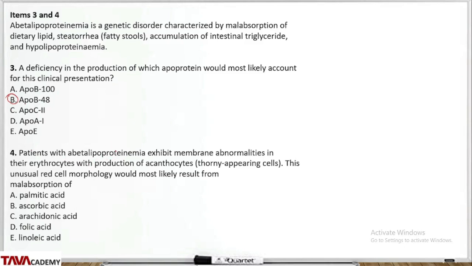Patients with A-beta lipoproteinemia exhibit membrane abnormalities in their erythrocytes, with production of acanthocytes, that's spiky appearing cells. This unusual red cell morphology will most likely result from malabsorption of what? Now, during the build-up of chylomicrons, some essential lipids are also part of that build-up. So if this patient cannot form chylomicron, the patient will also have deficiency of essential lipids, and out of the options here, the only essential lipid is linolenic or linoleic acid, and other essential lipids we have are vitamin A, D, E, and K. So any essential lipid, the 6 of them, can be deficient in patients with A-beta lipoproteinemia. So the answer to this is also E.